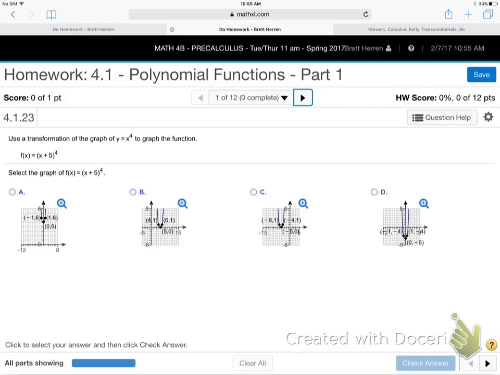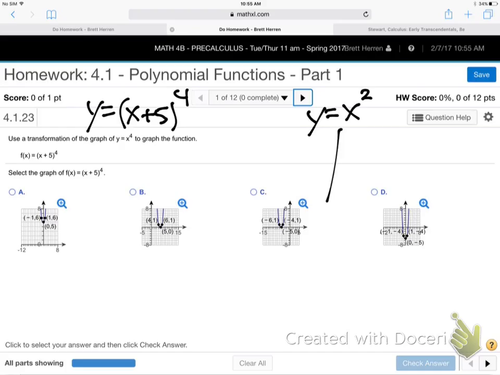All right, so how do you graph y equals (x plus 5) to the 4th power? How do you graph something like that? Well, basically what they're going to show you in this section is what is true. You guys already know how to graph y equals x squared, huh? What does y equals x squared look like? Just a U shape, huh?